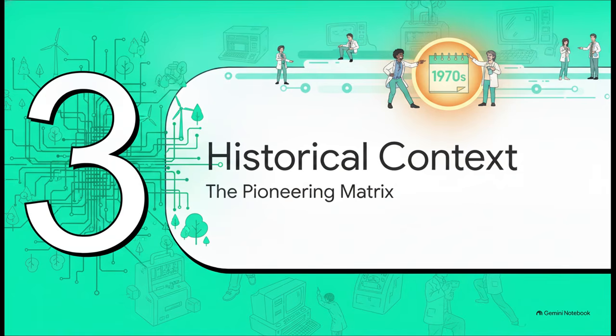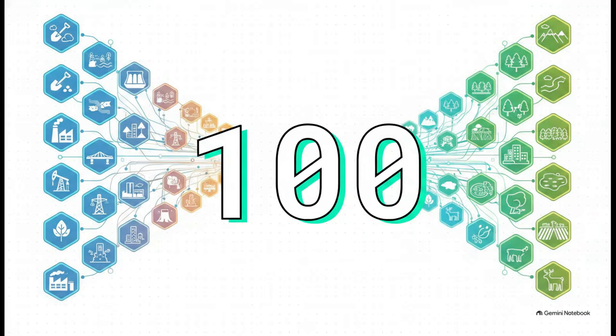Section 3. Historical context. The pioneering Leopold matrix. Now, you might be wondering where this all came from. The matrix technique was actually pioneered way back in 1971 by Luna Leopold and his colleagues. And let me tell you, they did not start small. The original Leopold matrix was incredibly comprehensive. It essentially attempted to map out the entire scope of human engineering.